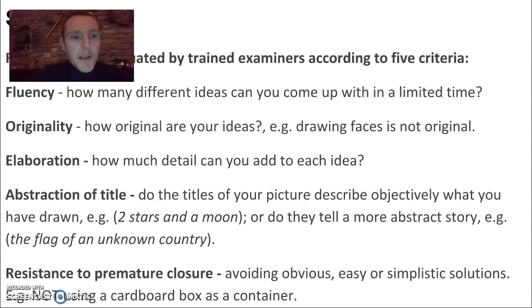And lastly is something called resistance to premature closure. Okay, so this is when you resist the obvious, simplistic solutions. So, for example, if you have 3 lines together like this, you resist making a square by drawing a 4th line. You try to view it as something open. So keeping your options open, resisting simple solutions where you limit the possibilities. That is resistance to premature closure.